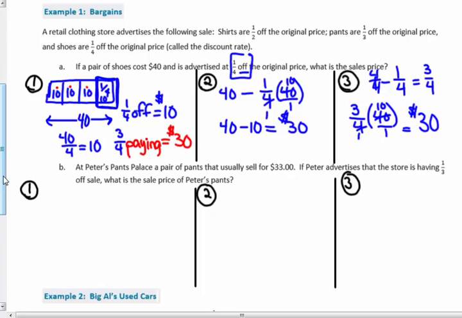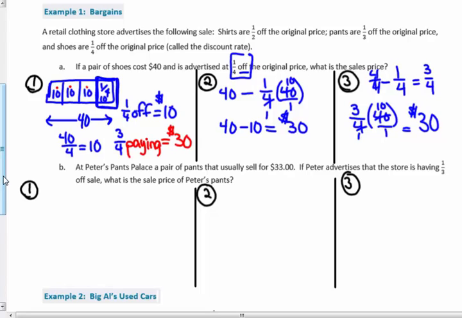Let me clarify that. Method 2, you are multiplying 1/4 of 40 and subtracting it from the 40. So you're finding the fractional part off first and subtracting. 40 take away 10. In method 3, I'm finding what is the fraction I'm going to pay. I'm starting with the whole 1. Oh, if I'm going to save 1/4 off, I'm going to pay 3/4. Then take 3/4 and multiply it by the 40.